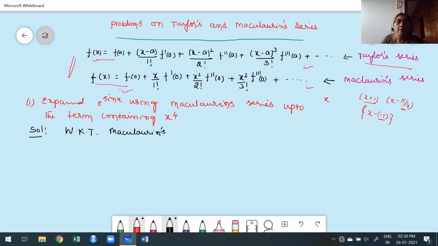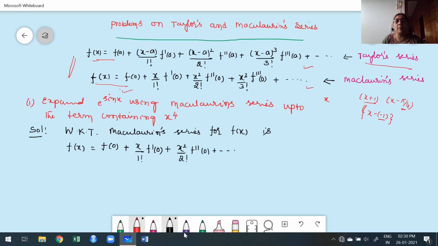We know that the Maclaurin series for the function f of x is: f of x is equal to f of 0, plus x by 1 factorial into f dash of 0, plus x square by 2 factorial into f double dash of 0, etc.